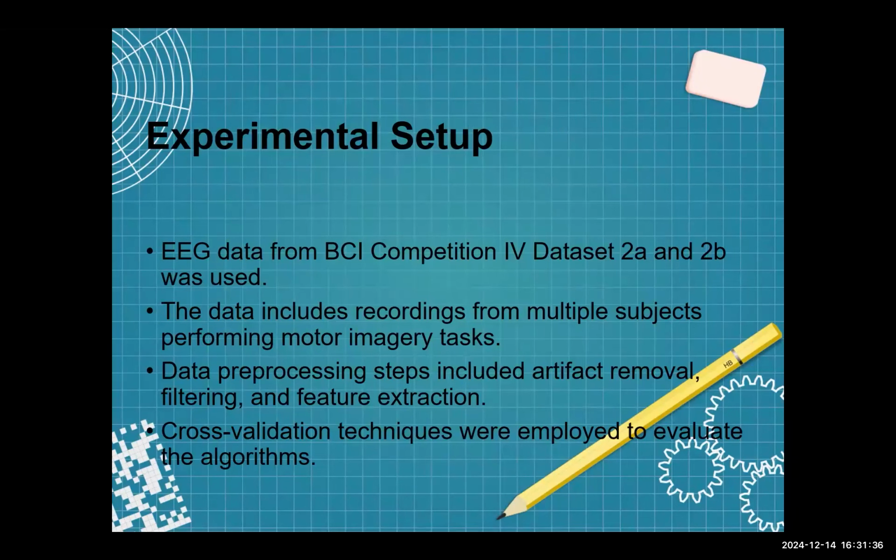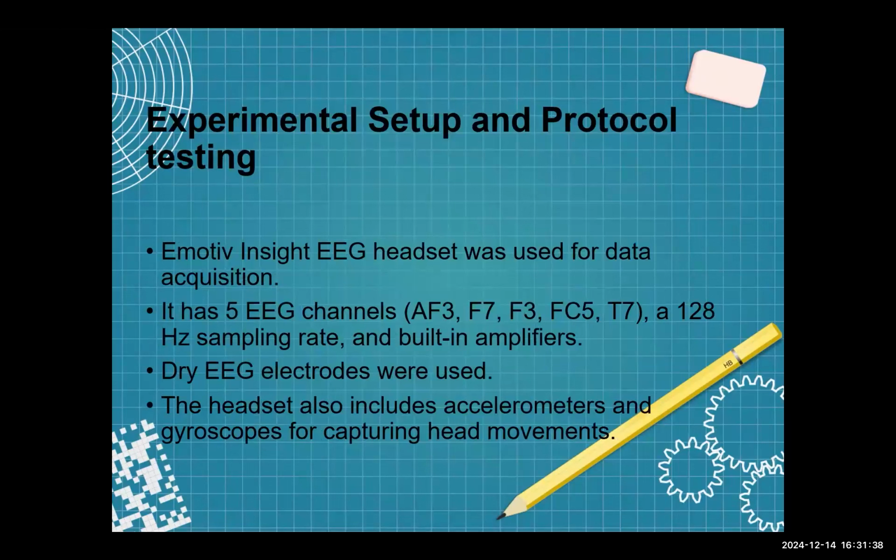Next, the experimental setup and protocol. An Emotiv Insight EEG headset was used for data acquisition. It has 5 EEG channels, with a 128 Hz sampling rate and built-in amplifiers. Dry EEG electrodes were used. The headset also includes accelerometers and gyroscopes for capturing head movements.